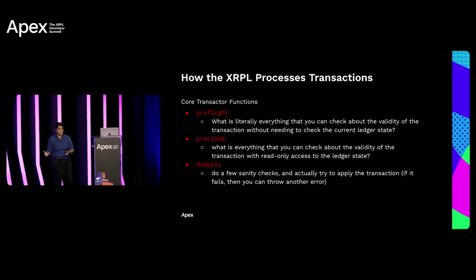Now, what's in these transaction handlers? Well, these are the core transactor functions: preflight, preclaim, and doApply. Preflight is basically an initial check. It is literally everything you can check about the validity of a transaction without needing to know anything about the current ledger state. One example might be, is this transaction signed correctly? Does it have a valid signature? Not is the signature mapped to the account correctly, which would require ledger access, but just is this a valid signature at all, or was there some sort of corruption that happened there?